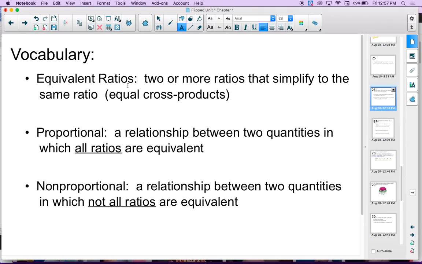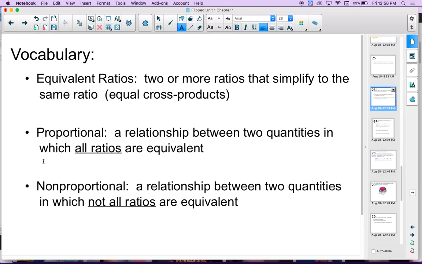This is a word that you should be very familiar with. We're just getting a definition for it now, okay? Equivalent ratios are 2 or more ratios that simplify to the same ratio. Remember, the other method of finding equivalent ratios is by finding cross products to be equal as well.